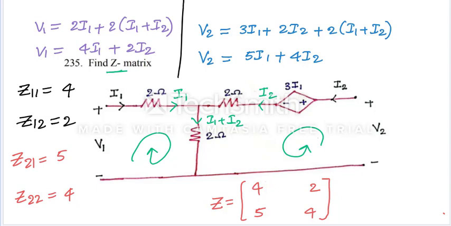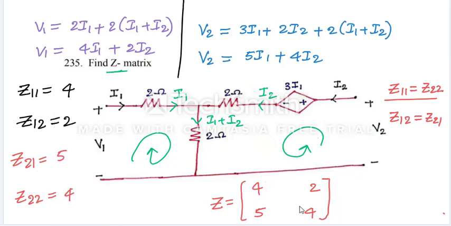Can I say the network is symmetrical? And what is the condition for symmetry in case of Z parameters? Z11 is equal to Z22. Then we can say the network is symmetrical. And reciprocal, isn't it reciprocal or not? So here the reciprocal condition is Z12 equal to Z21. If it is satisfied, it is reciprocal.